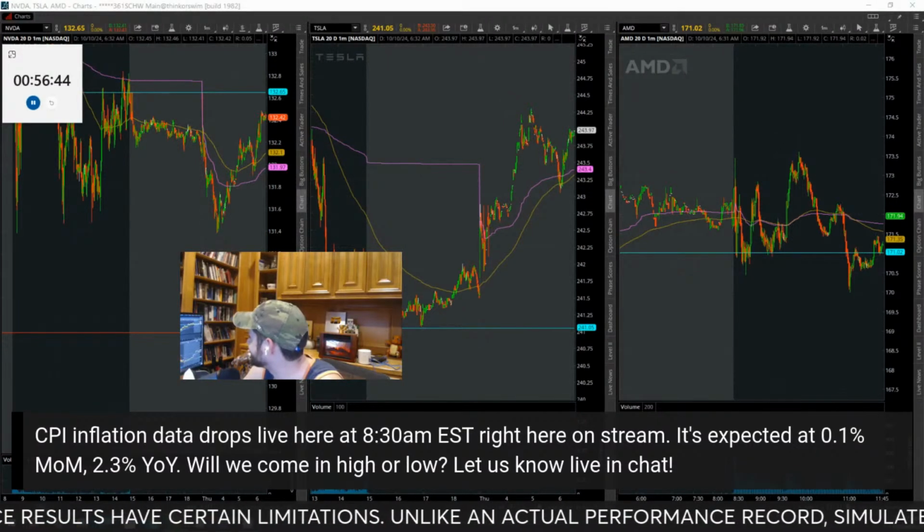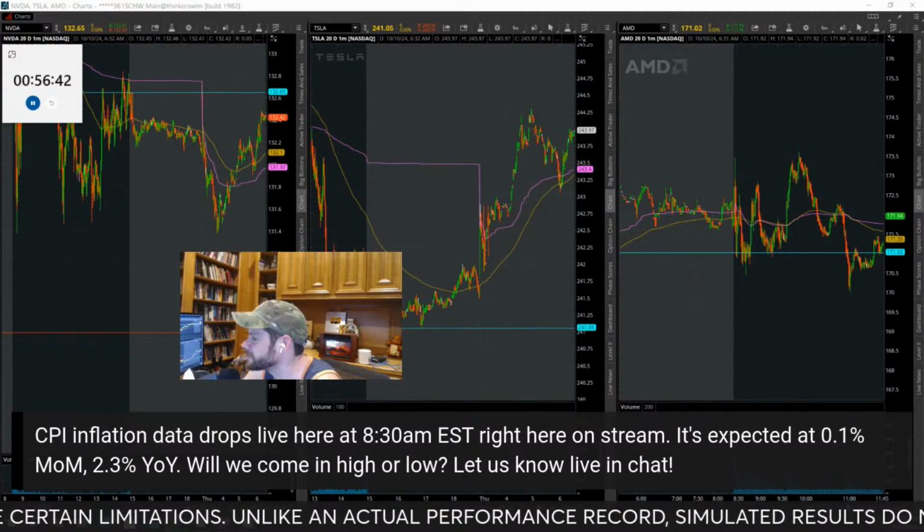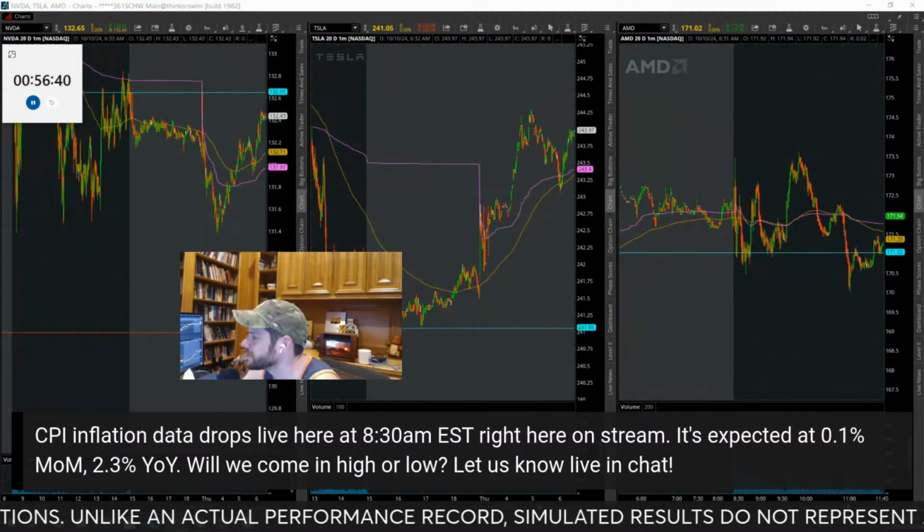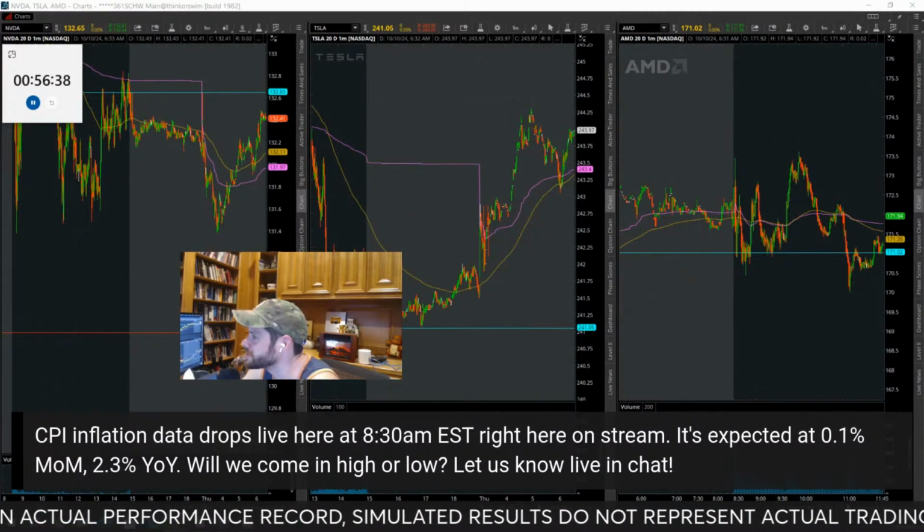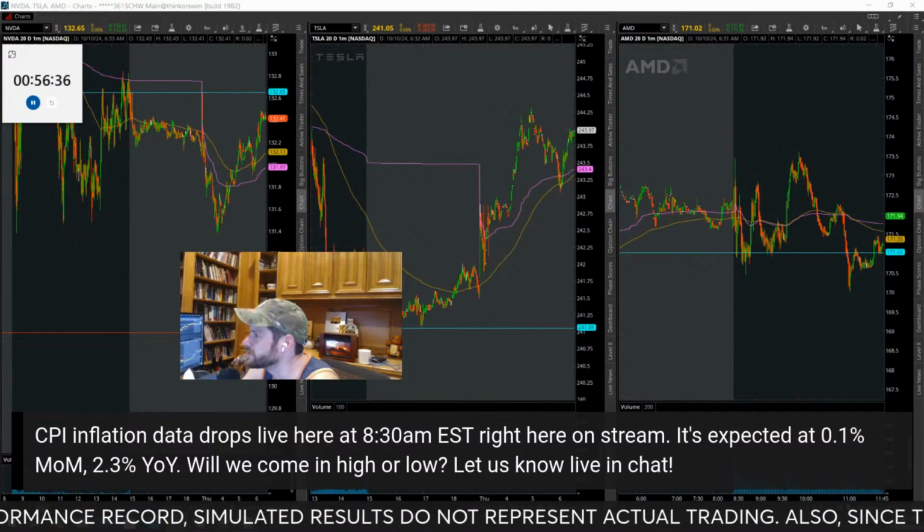Amazon up to 186s after running up all day yesterday.